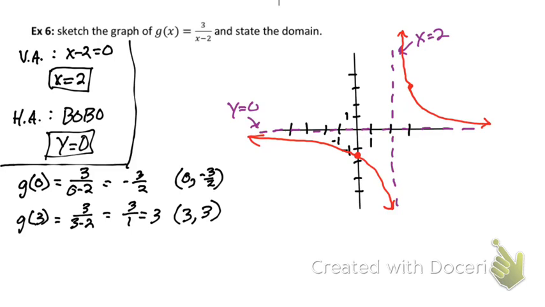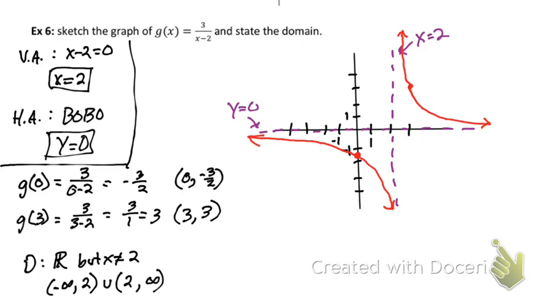Can someone help me out with the domain? Liv? All real numbers except 2. All real numbers except 2. But x cannot equal 2. That's another way to do it instead of except. The other way you could have done it is negative infinity to 2, not including 2, union with 2 to infinity. Just let me know it's all real numbers except for that one, somehow, some way.